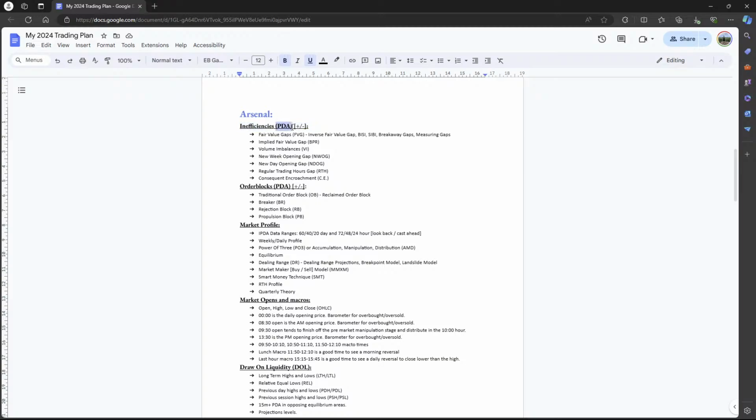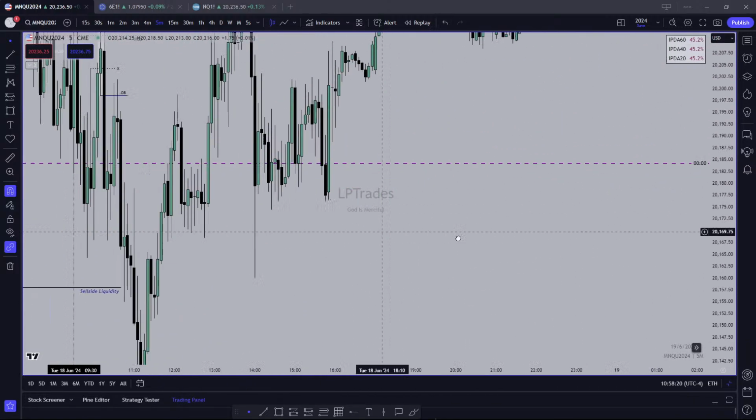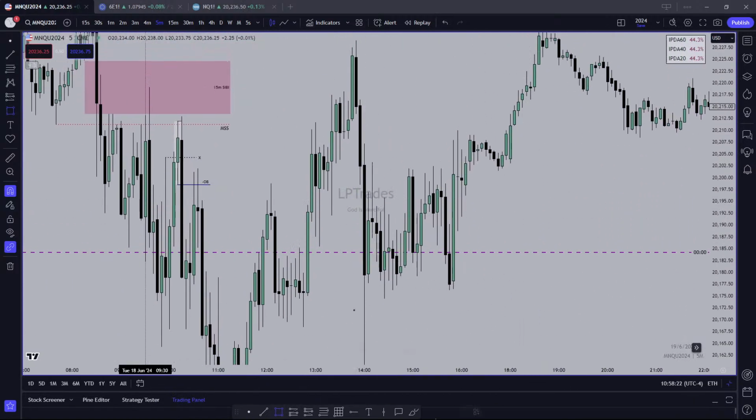I forgot what price delivery is. No, that's not price delivery array. Bullish or bearish? Yeah, I think that's what it is. But fair value gaps, inverse fair value gaps, buy side imbalance sell side inefficiency, sell side imbalance buy side inefficiency, breakaway gaps, measuring gaps, implied fair value gap, which is the BPR, balanced price range. ICT mentioned what he called an implied fair value gap and never talked about it again. That's basically a balanced price range.